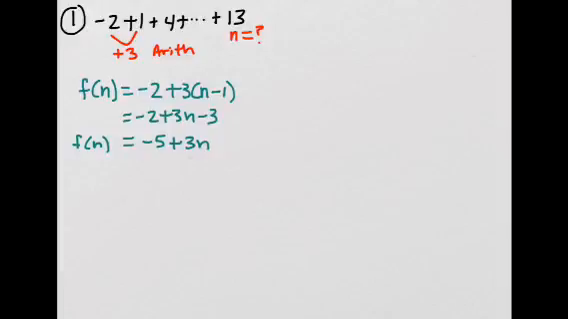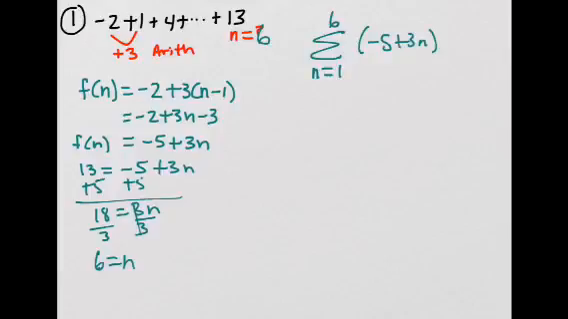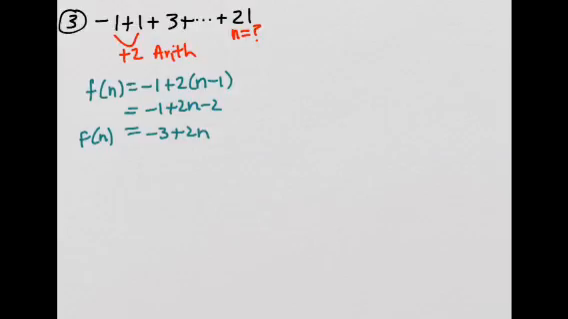So I'm going to replace f of n with 13 to solve for n. So I'm going to add 5. And so it's 18 equals 3n, divide by 3. So 6 equals n. So this is the 6th number right here. So when you write it in sigma notation, you would say like this, n equals 1 to 6 for negative 5 plus 3n.